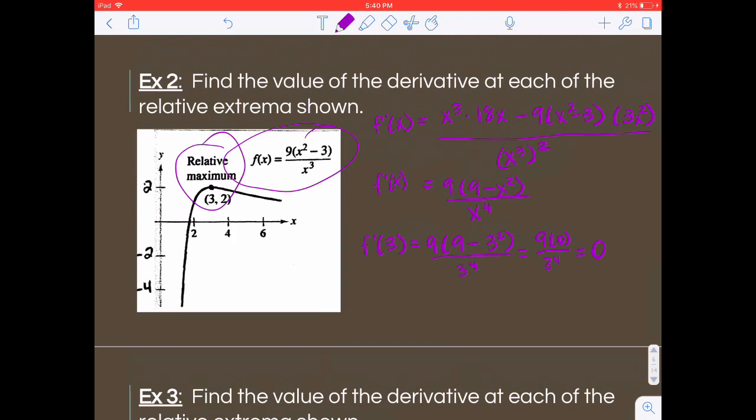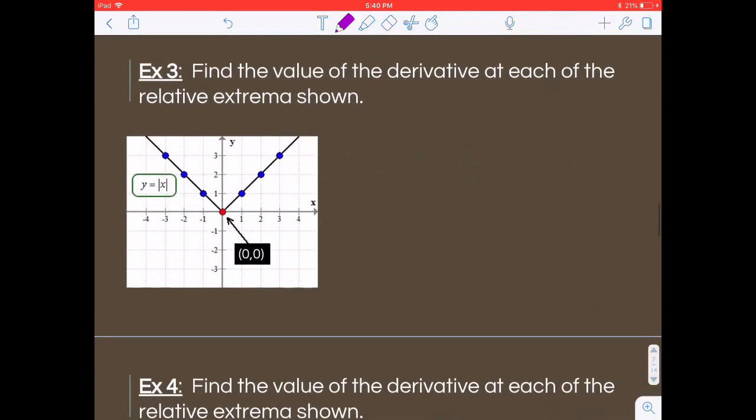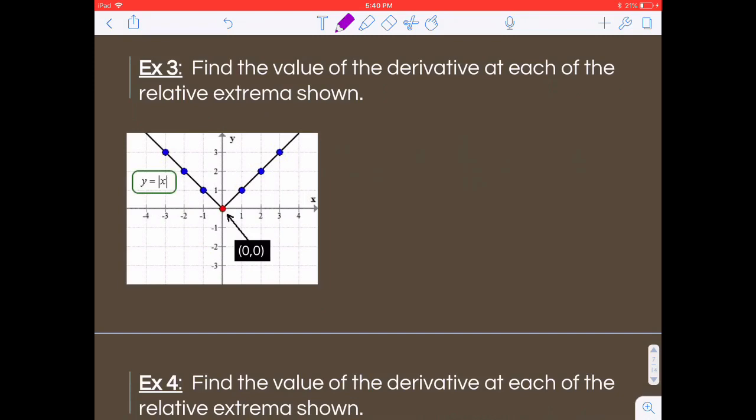Okay, so moving on. We now have example number 3. We want to find the value of the derivative at each of the relative extrema shown. So we have a relative minimum here, and we want to try to find the derivative of this absolute value function. So at x equals 0, the derivative of f of x equals the absolute value of x.